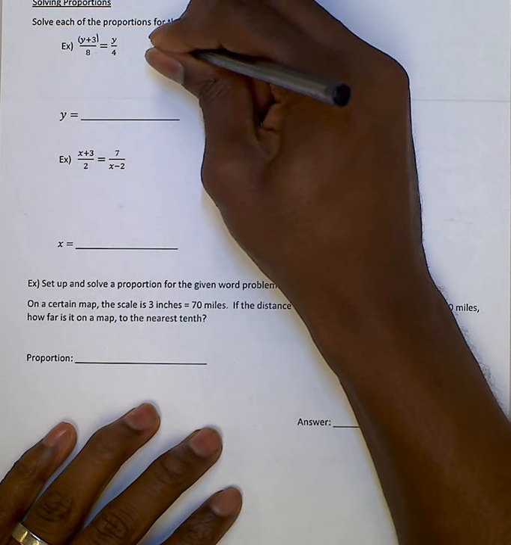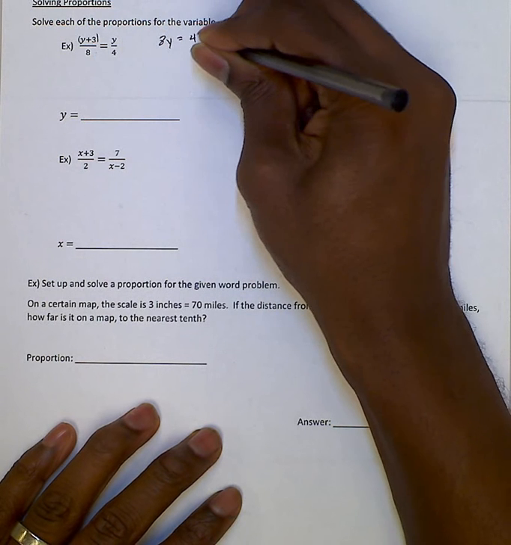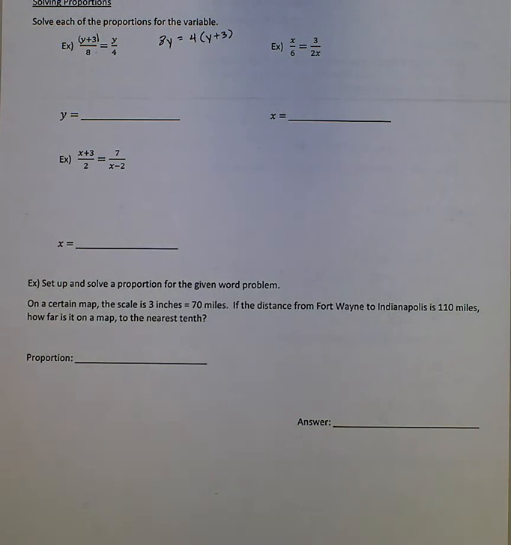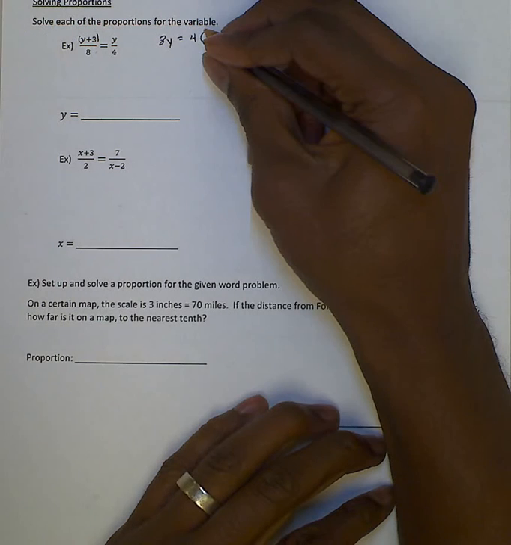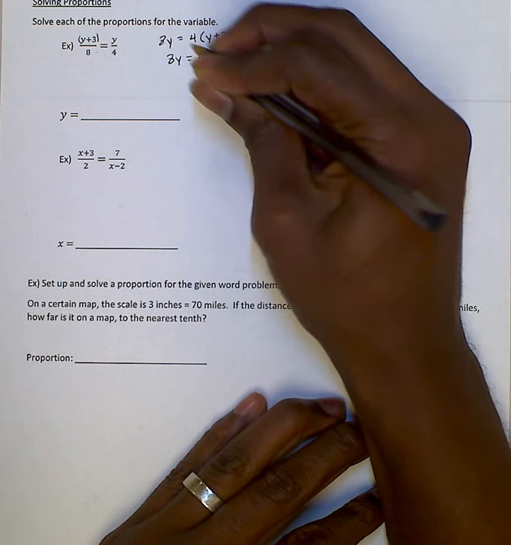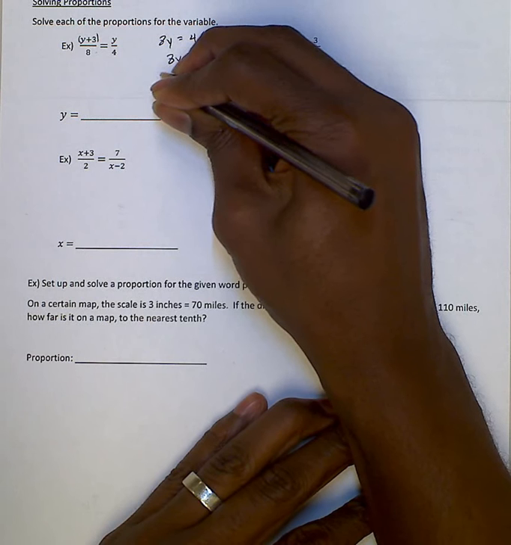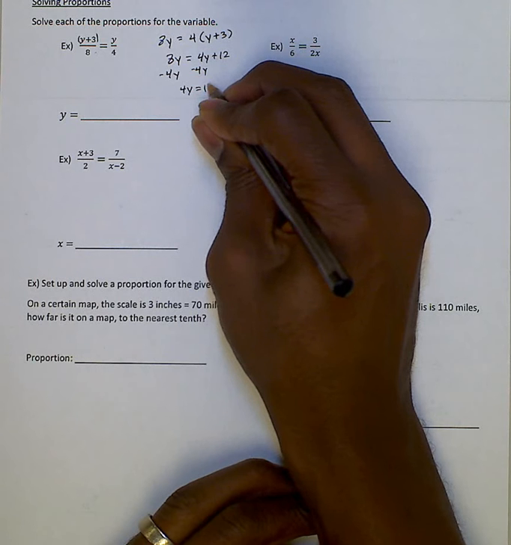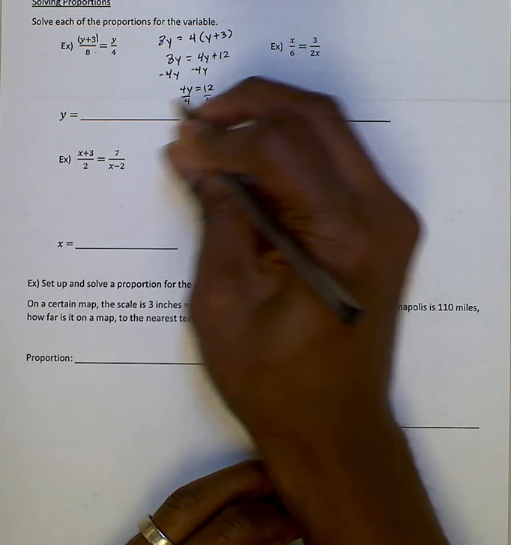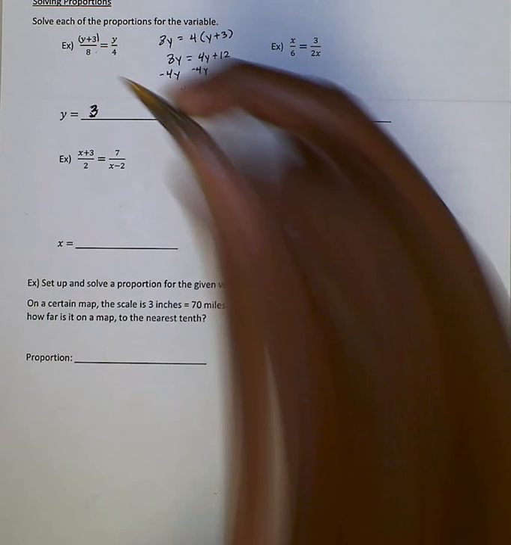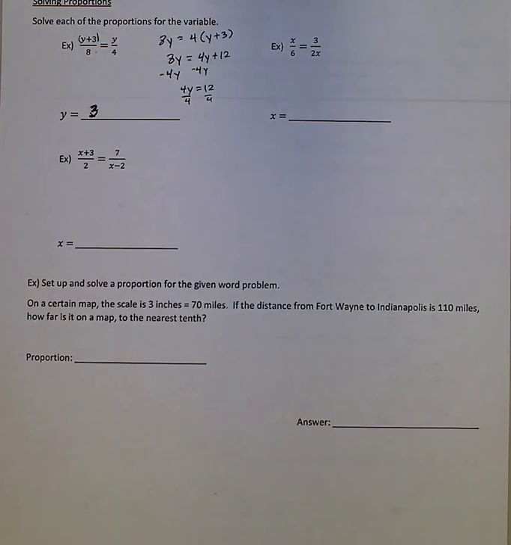Got 8y equals 4 times y plus 3. You'll notice I put parentheses around the y plus 3, and that's just a reminder that I need to multiply both things by 4, not just the y. 4y plus 12 equals 8y. I'll subtract 4y from both sides. And then I get 4y equals 12. And I'll solve for y. And that will give me 3. Oops. Y equals 3. Okay. So just use the cross multiplication to solve the proportion.